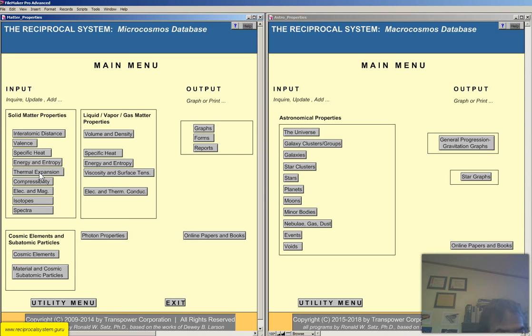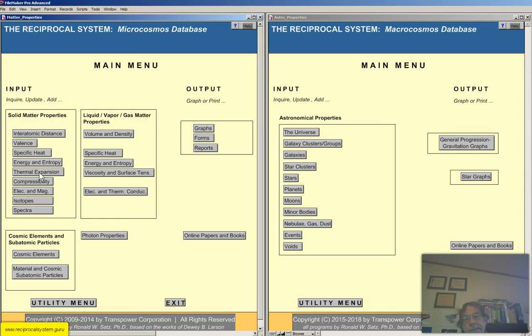On the Microcosmos database here, this covers solid matter properties, liquid vapor, gas matter properties. So for the solid matter, we have interatomic distance calculations, valence, specific heat, energy and entropy, thermal expansion, which is what we're doing today, compressibility, electrical and magnetic properties, isotopes, and atomic spectra. The liquid vapor and gas matter properties include volume and density, specific heat, energy and entropy, viscosity and surface tension, and electrical and thermal conductivity. It also covers the cosmic elements of subatomic particles, including both material and cosmic subatomic particles, and of course it also covers photon properties. Nice graphing program also with the Microcosmos database module.